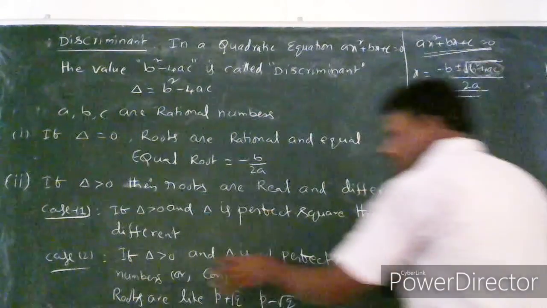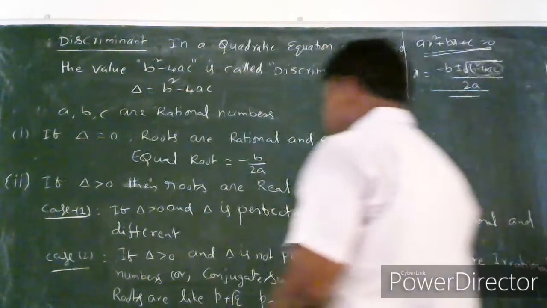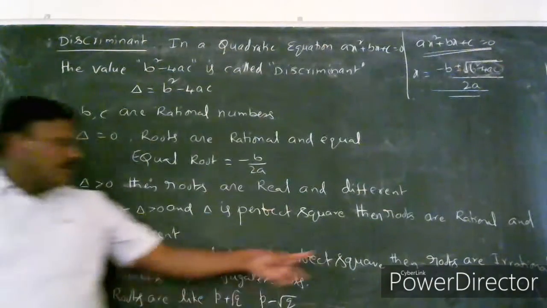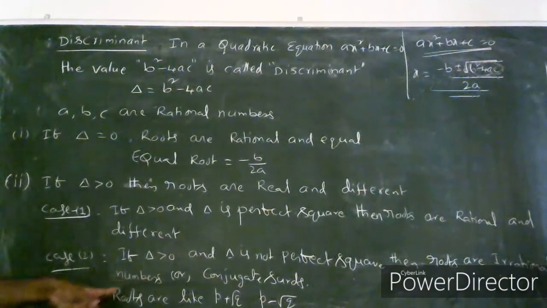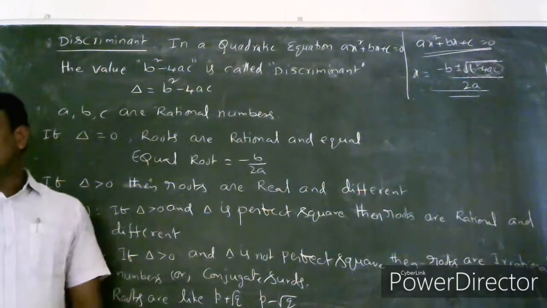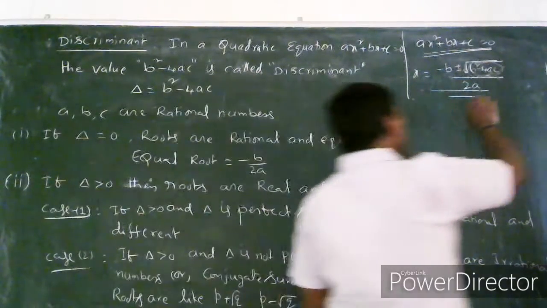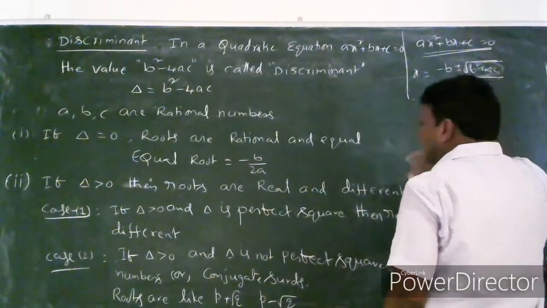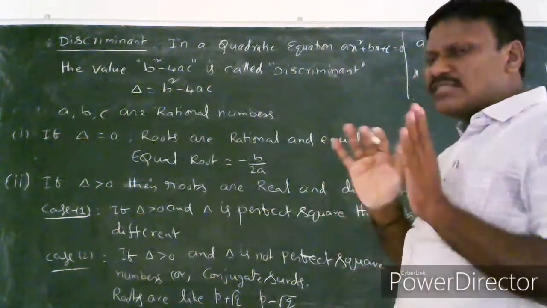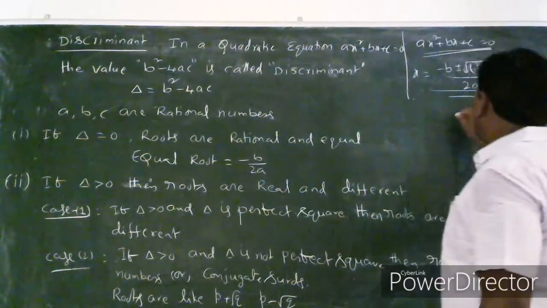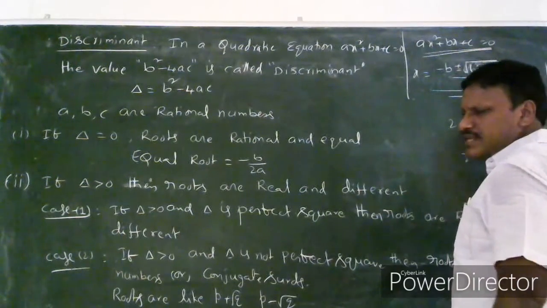In the second case, if delta greater than 0 and delta is not a perfect square, then the roots are irrational numbers or conjugate sets. Irrational numbers means, suppose delta value is 3, root 3. Root 3 means the root doesn't cancel, so it is a surd. So one value is 2 plus root 3, another value is 2 minus root 3. These two are conjugate sets.